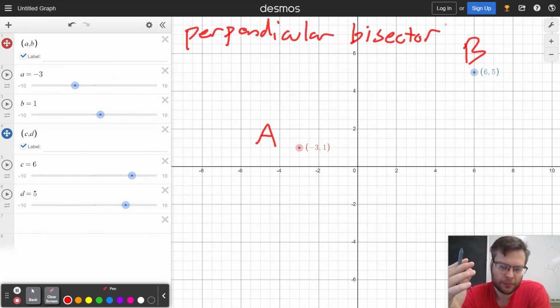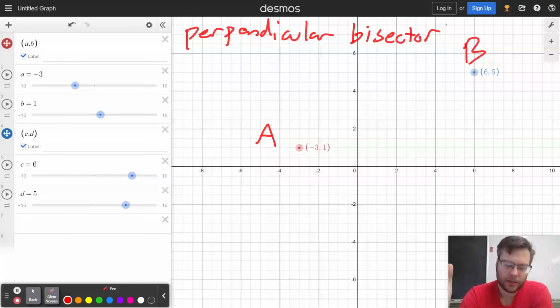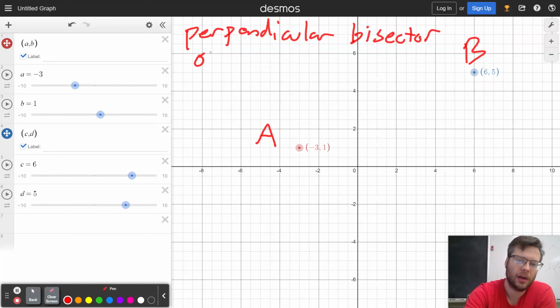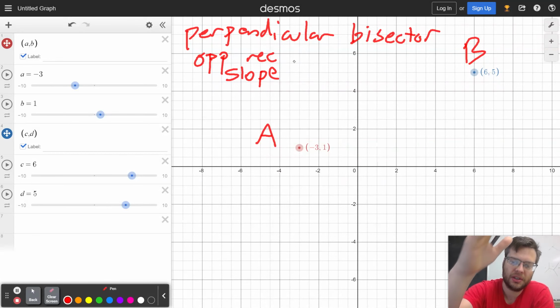So a couple concepts should go into your head. When you hear perpendicular, that means that the slopes are opposite reciprocals. So it's not enough to just switch positive to negative. That's what the word opposite means. It's not enough to just switch rise and run. You need to do both of them to get perpendicular. So I'm going to do opposite reciprocal slopes, and then bisector. In order to cut the segment in half, I'm going to do the midpoint.